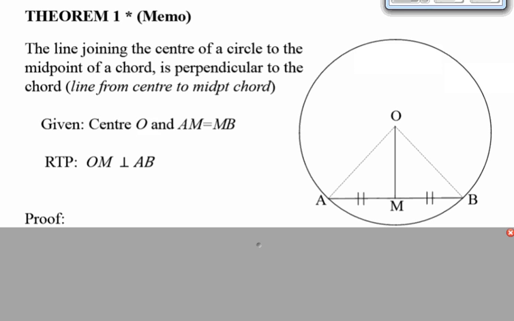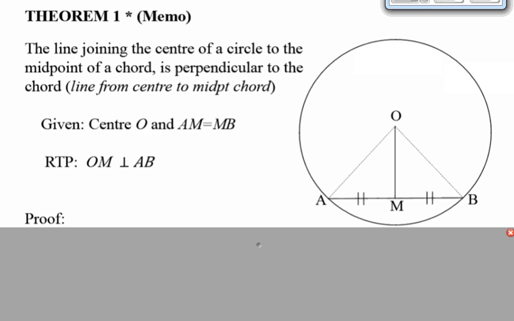Now the first theorem says that the line joining the center of a circle to the midpoint, that's the middle, of a chord is perpendicular to the chord. So that means that if we have a line that's drawn from the center to the middle of a chord, then it hits that chord at a right angle. Okay, so the beginning of that theorem is what we're given.